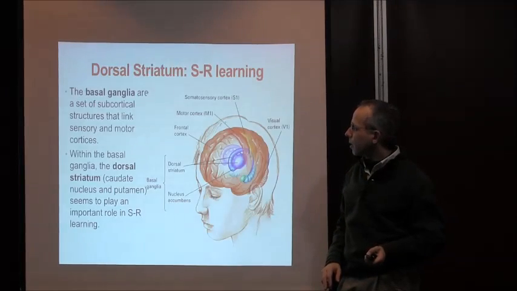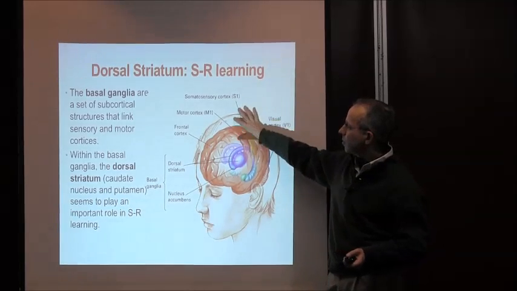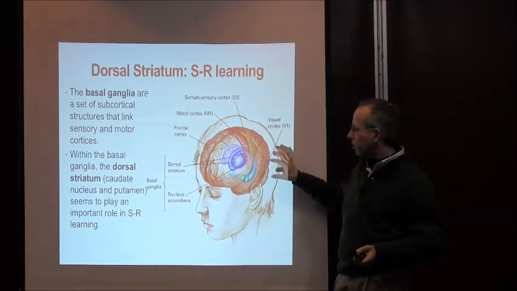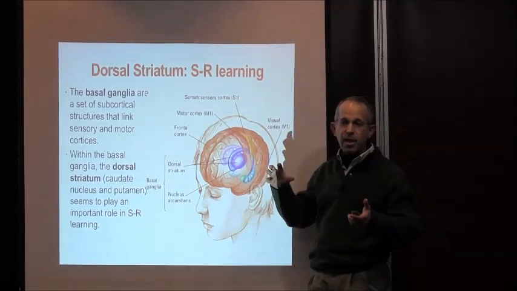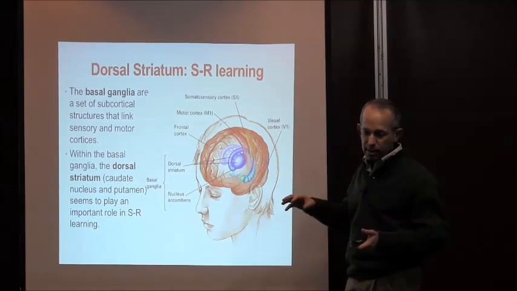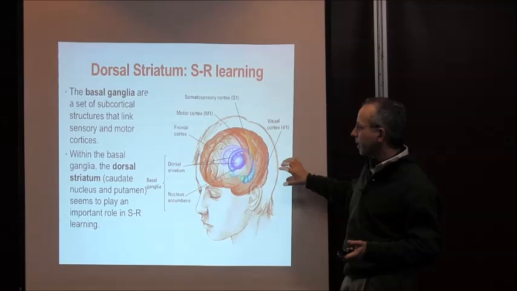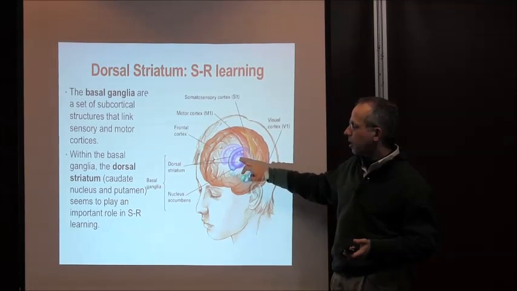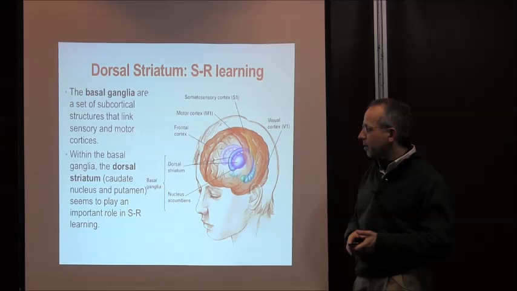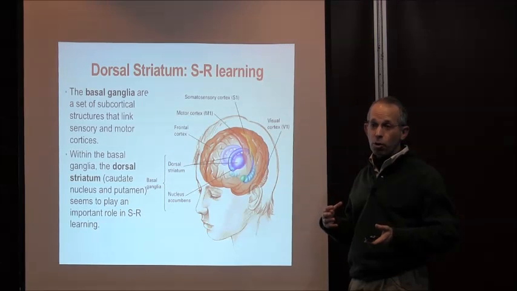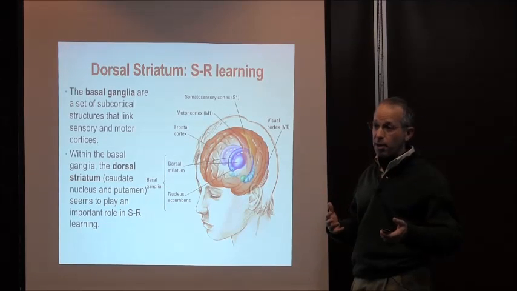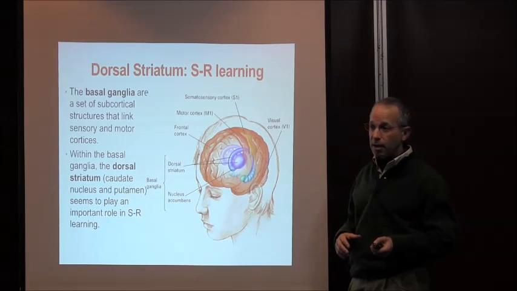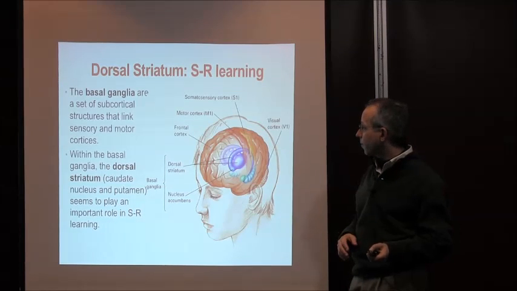Here's a broad overview. The basal ganglia are a set of subcortical structures that link sensory and motor cortices, among other things. Within the basal ganglia, the dorsal striatum, that's this part up here, which includes the caudate nucleus and the putamen, seems to play a particularly important role in linking stimuli and responses. So the habit component of operant conditioning.